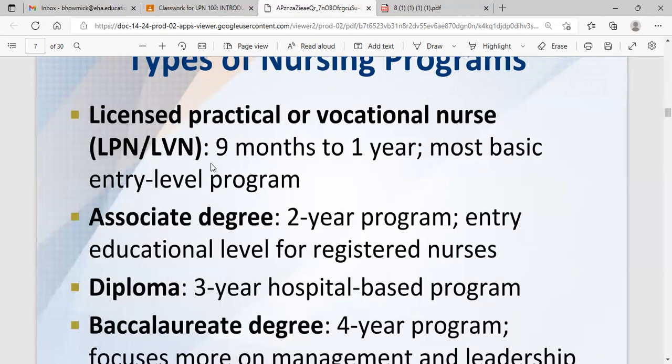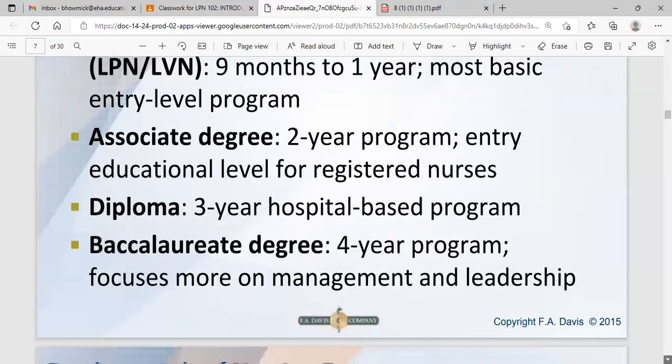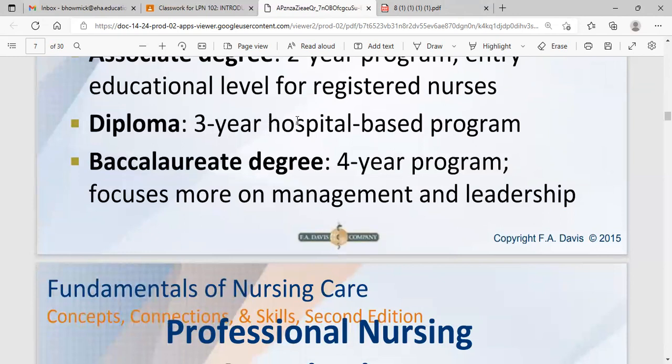So when you have this, you can go for associate degree. It is a 2 years program, entry education level for registered nurses. Then diploma program, 3 years hospital-based program, bachelor's degree, BSN, 4 years program. Focus more on management and leadership. So whether you have associate degree, diploma degree, or BSN degree, you have to sit for the NCLEX board exam to get the license.